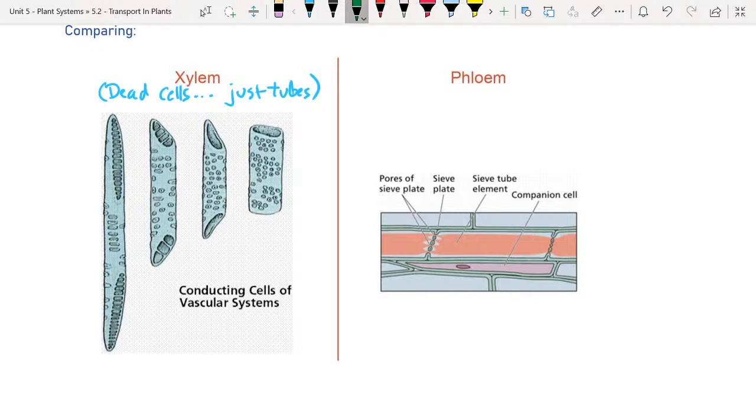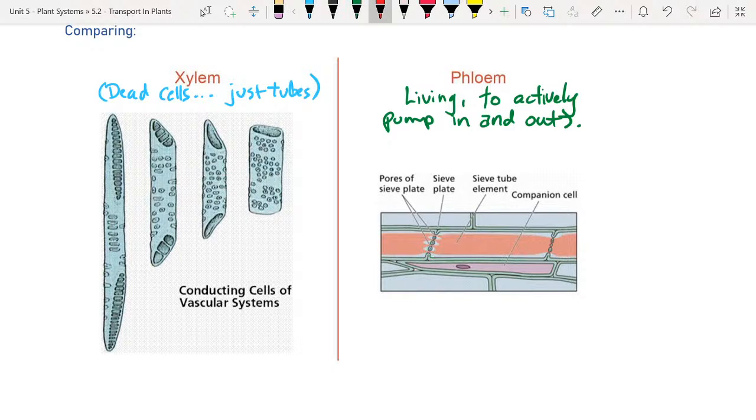The phloem, on the other hand, has to be living to actively pump. And they actually work by having the sieve tubes themselves. So they have these cells that are just tubes, and then they have companion cells whose job is to be the pump, whose job is to pump things in or to pump things out. And those are called companion cells.